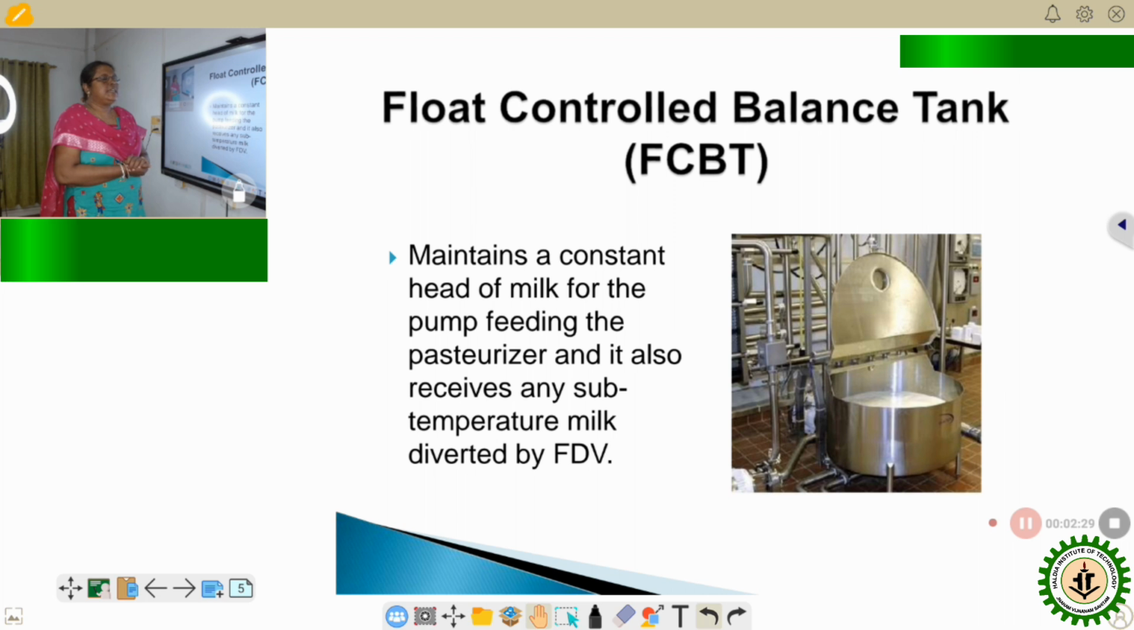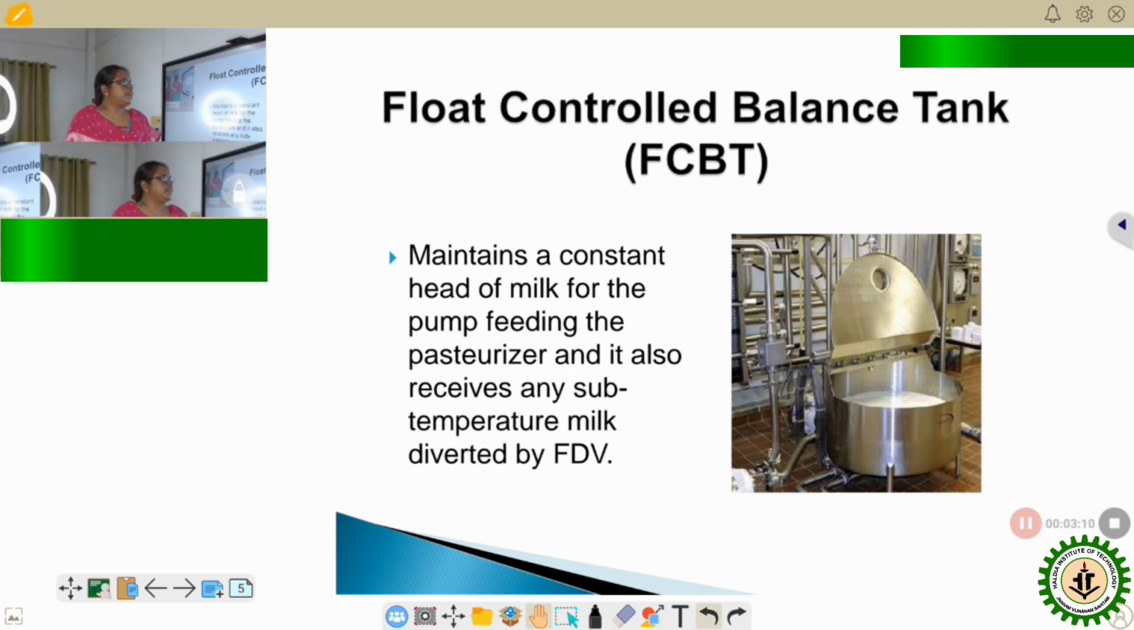Now first I will discuss regarding the flow control balance tank. What is it and what is its function? Generally after receiving of milk, milk is usually stored in storage tank or silo. When pasteurization operation starts, it first enters into a tank known as balance tank. This balance tank is also known as float controlled balance tank because it has a special type of valve known as float assembly. The purpose of this float assembly is that it maintains a constant head of milk to the pump for feeding to the pasteurizer.